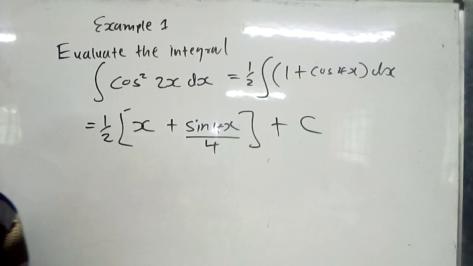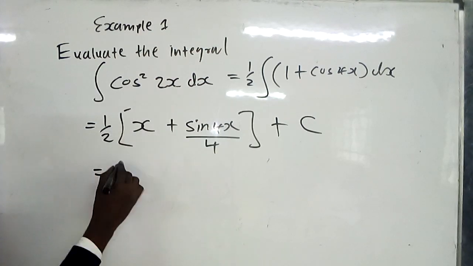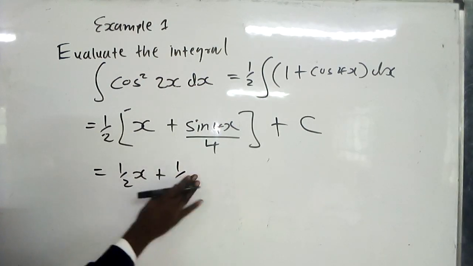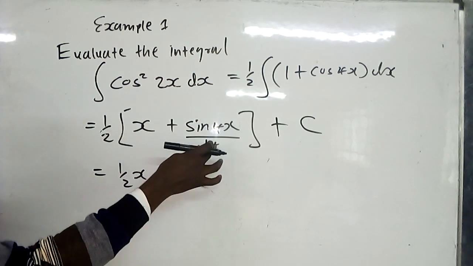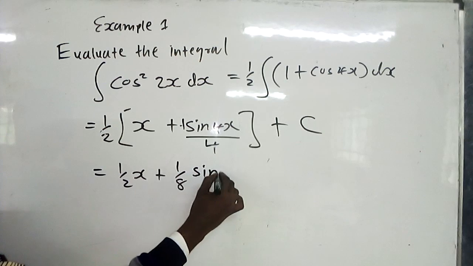Are we together there? You may be asked to simplify it further if you like. So a half times x is a half x, plus a half times 1 over 4 is 1 over 8. So this is a half x plus 1 over 8 sine 4x plus c.